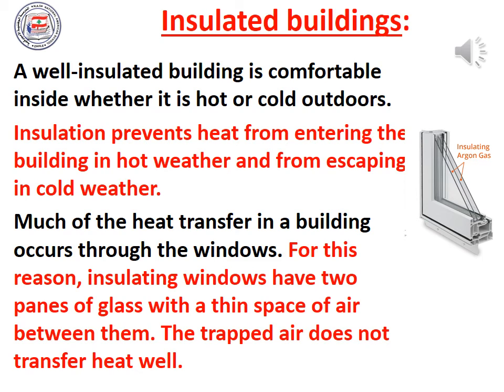Much of the heat transfer in a building occurs through the windows. This is why insulation is done in the windows. For this reason, insulating windows have two panes of glass, like the one you see in the figure in front of you, with a thin space of air between them. Why air? Because air is a good insulator, so it doesn't allow heat to pass through it. The trapped air does not transfer heat well, so heat is not transferred through these windows, preventing heat from entering the building in hot weather and from escaping the building in cold weather.